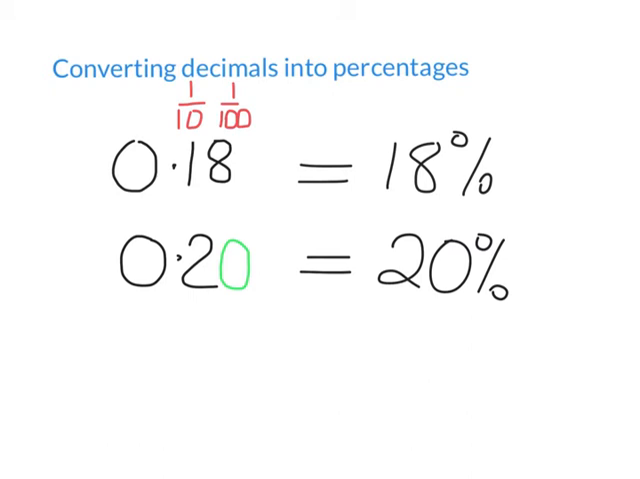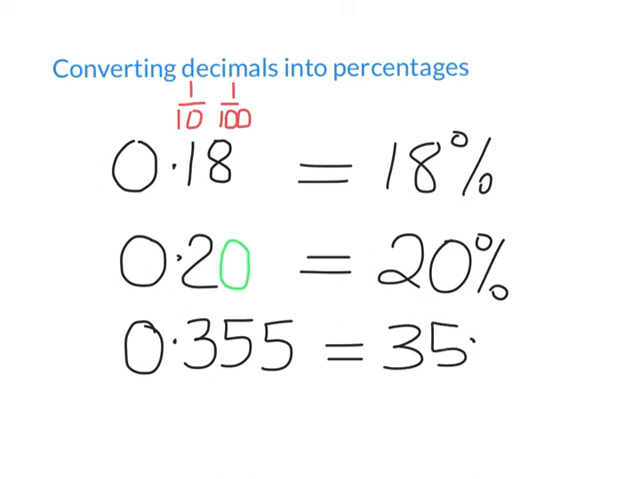And one final example, if I've got 0.355 as my decimal, I still need to be thinking of here's my tenths, that's the tenths and that's the hundredths. So if it was just 0.35, it would be 35%, but I have now actually got 5 thousandths as well, so that would be 35.5%, like this.